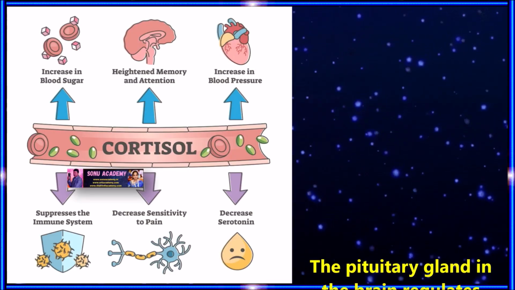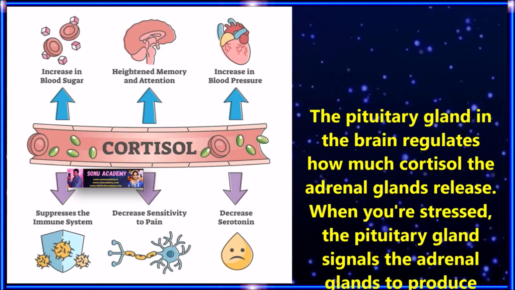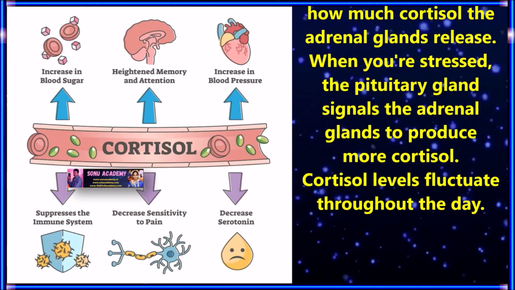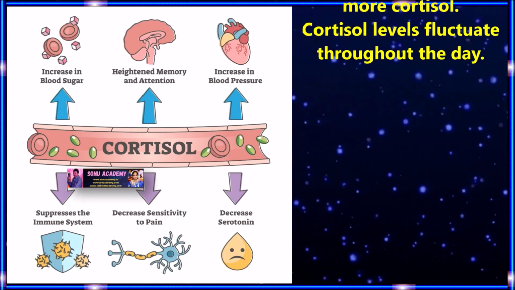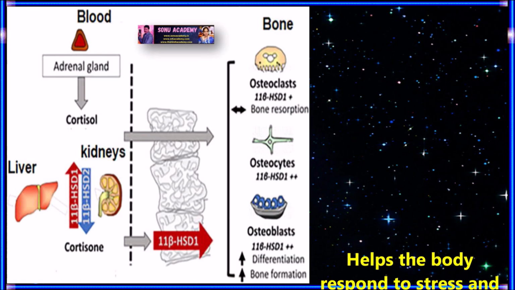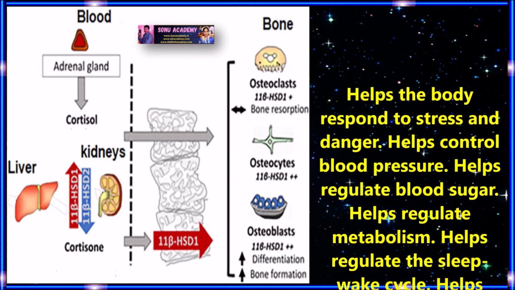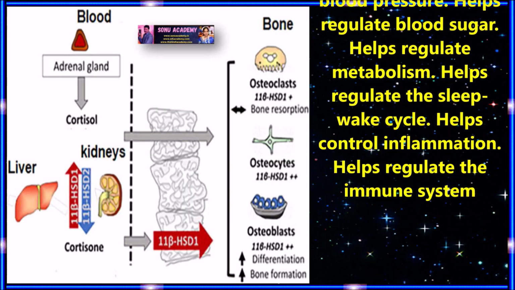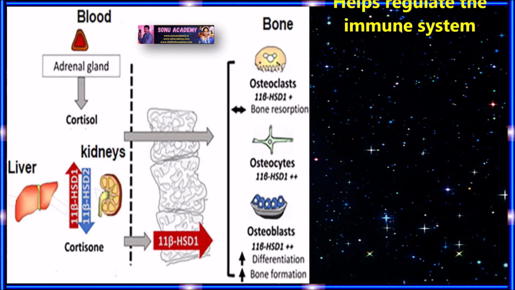Children, let us discuss how this cortisol hormone works. The pituitary gland in the brain regulates how much cortisol the adrenal gland releases. When you are stressed, the pituitary gland signals the adrenal glands to produce more cortisol. Cortisol levels fluctuate throughout the day. Children, let us see what it does. It helps the body respond to stress and danger, and it helps to control blood pressure. It helps to regulate blood sugar and metabolism. It also helps to regulate the sleep-wake cycle and controls inflammation. It also helps to regulate the immune system.